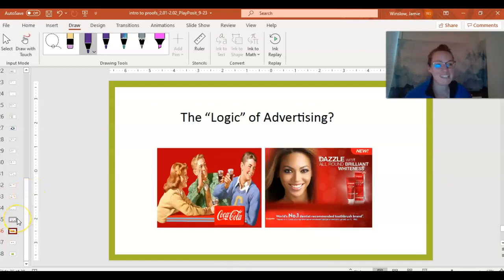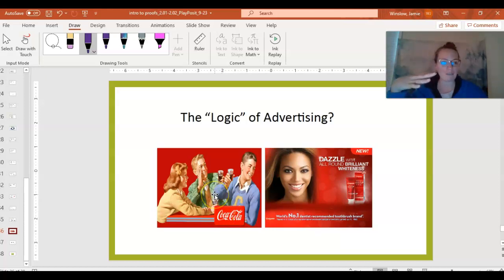So before we end today, I wanted to share with you guys some examples of advertising. I crack up at these every year, and I tried to find some new ones. These are some advertisements that I just found on a quick Google search. There are two different ones. The first one is Coca-Cola. And I'm wondering if we can come up with some conditional statements based on this advertisement.